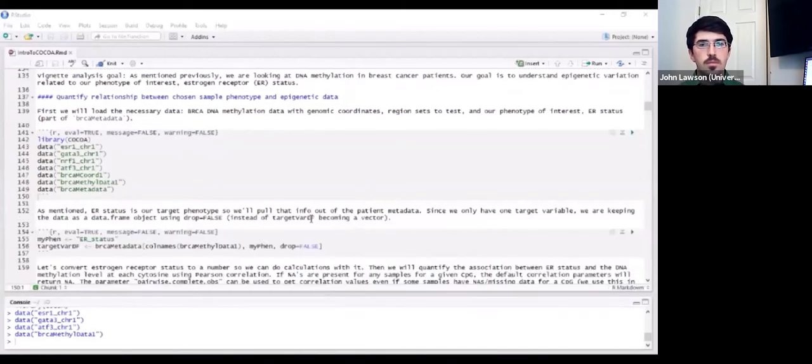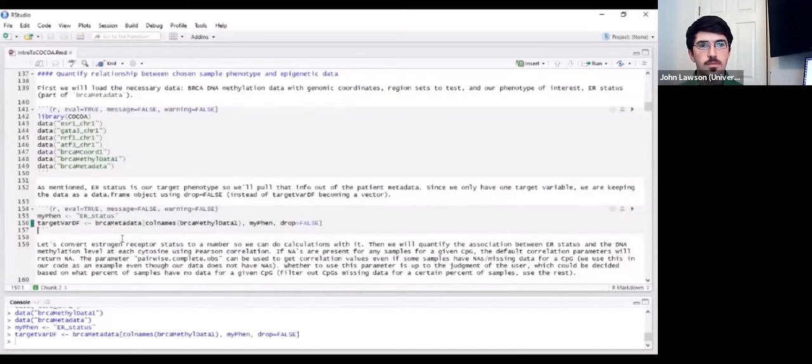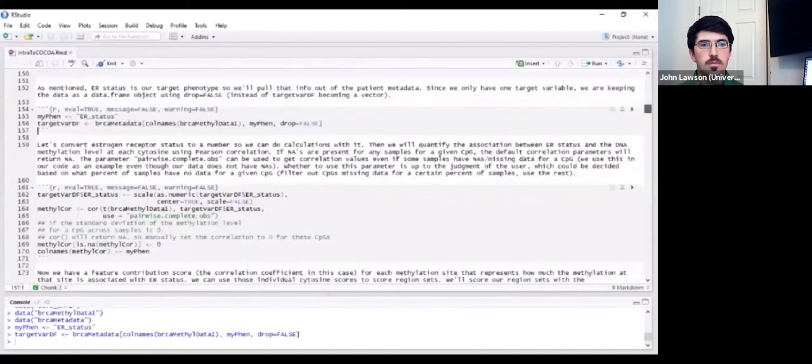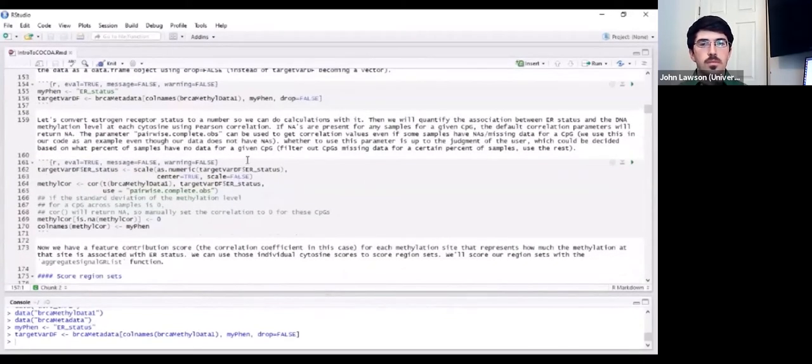We also want to load the metadata because we're going to use that to do supervised analysis. That's where we have the information whether each sample is ER positive or ER negative. Let's take that information out of the metadata because that's going to be our target variable for this analysis. Now we're going to convert that information, ER positive or ER negative, into a number, so we can correlate it with our DNA methylation data.